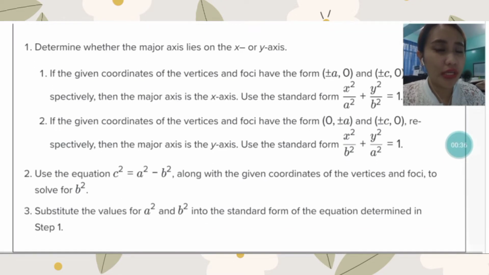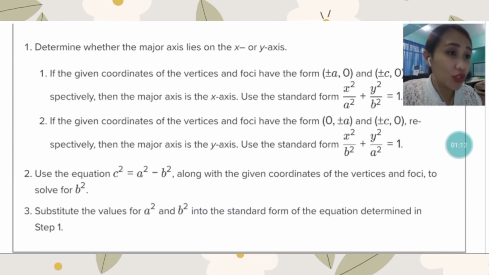So the very first one is determine whether the major axis lies on the x or the y axis. That's the very first thing that we need to determine. We know from the previous discussion that if the major axis lies on the x-axis, that's an indication that your ellipse is horizontal in nature. And if the major axis is on the y-axis, that means that the orientation of the ellipse is vertical.